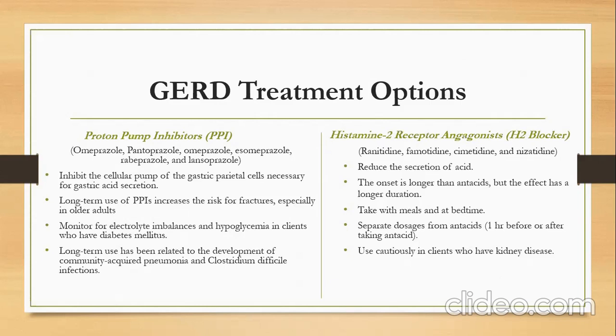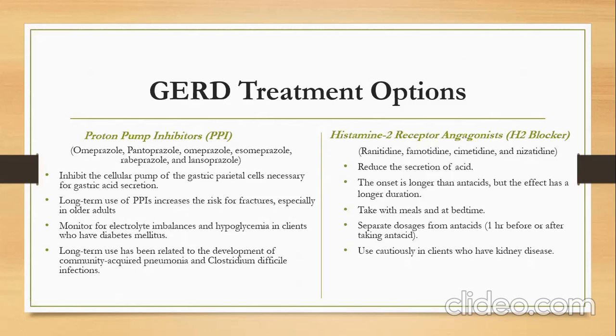So your PPIs are your prazoles, your omeprazole. I put omeprazole on there twice. I'm sorry. Omeprazole, pantoprazole, esomeprazole, lansoprazole. That's Prevacid, Prilosec, Protonix. But anyway, prazoles. The way they work is they inhibit the cellular pump of the gastric parietal cells needed for gastric acid secretion. The thing about PPIs is the work that they do is somewhat irreversible, so they are not meant for long-term use.